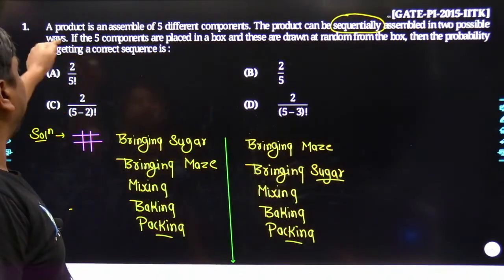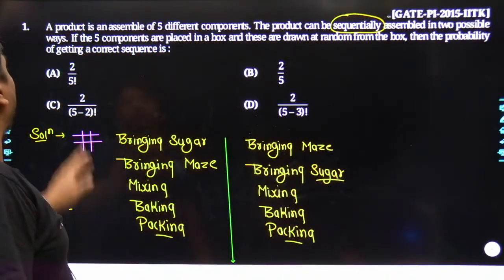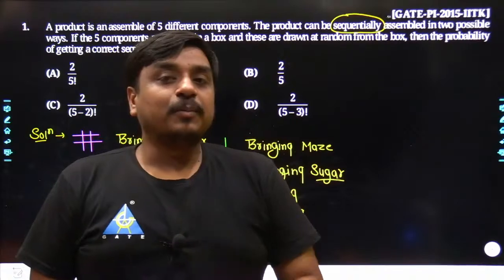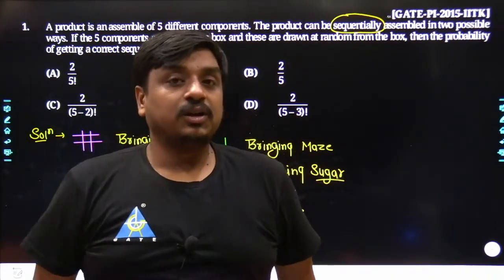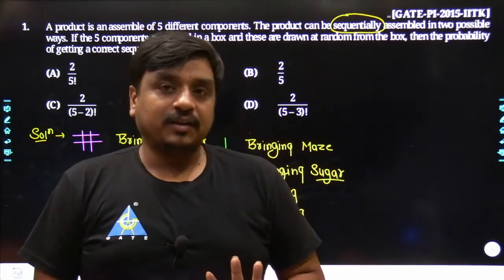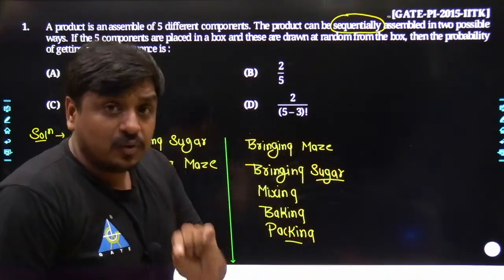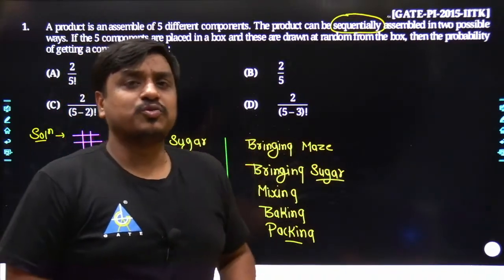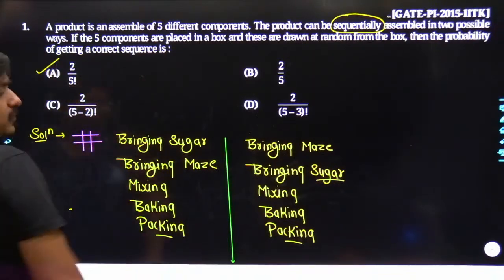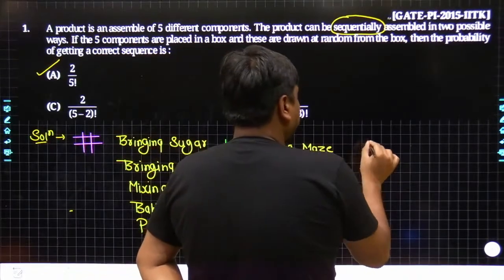So here it has been clearly given, if the 5 components are placed in a box and drawn at random from the box, then find the probability of getting a correct sequence. How many different sequences will you have if you have 5 components and you select one after another? Obviously 5 factorial ways. That we have already seen. And out of that, only 2 sequences would give you the final product. So how many favorable situations do you have? 2 out of 5 factorial. You will get the answer, and the answer is going to be A. Could you understand what exactly I wanted to communicate through this problem?